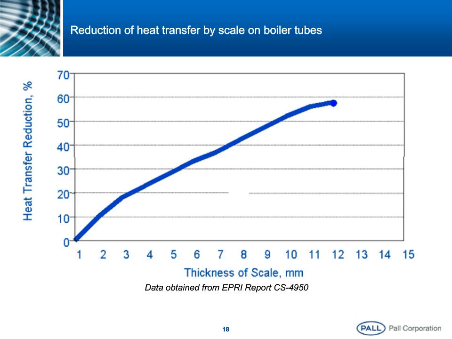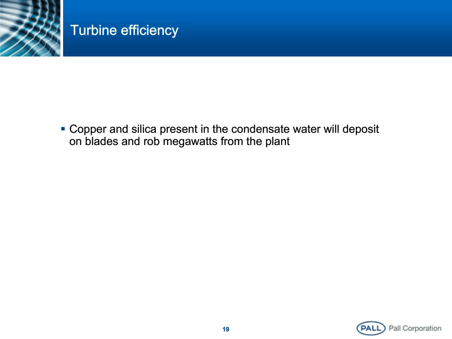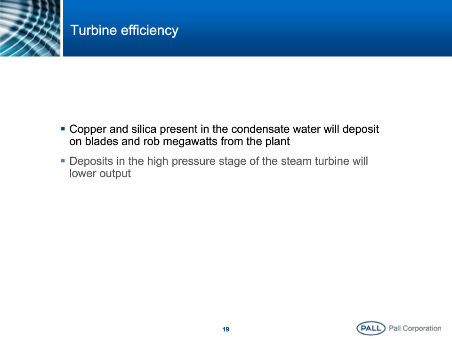And contamination will also impact turbine efficiency. Copper and silica especially that are present in the condensate can go all the way to the turbine and deposit on the blades. In the high pressure stage of the steam turbine, if you have deposits, either copper or silica or other contaminants, you basically end up forcing vibration and therefore lower output or forced derating of the machine in order to avoid mechanical wear to be excessive.